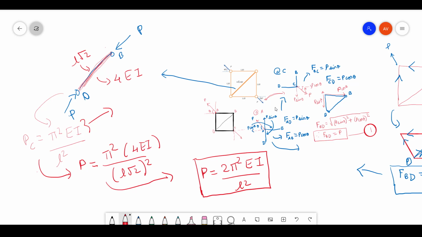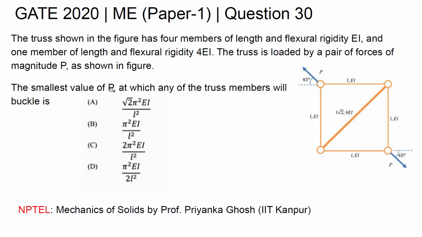So this is your final answer. If you check the question, you can see that your answer is C. So C is the correct answer. Thank you all.